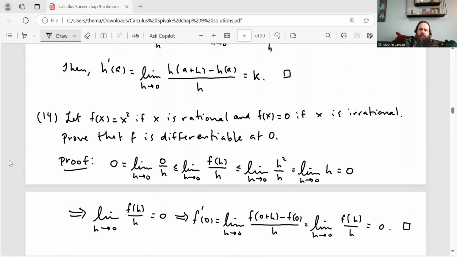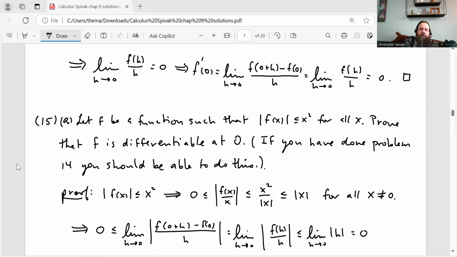F of 0 is irrational. Yeah, okay. Sorry, I just wanted to double check something.